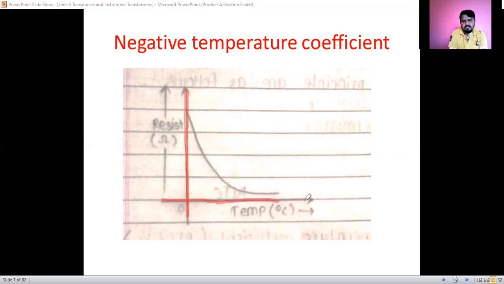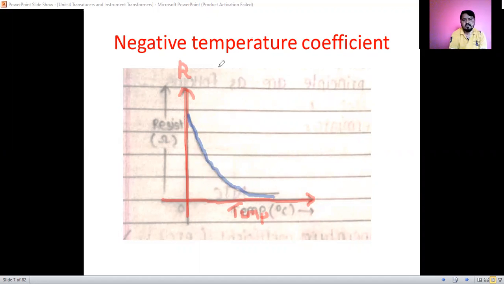So this is the x-axis. I will consider it as temperature. Y-axis I will consider as resistance. So for the negative temperature coefficient, I will draw one graph here now. See here, this one.